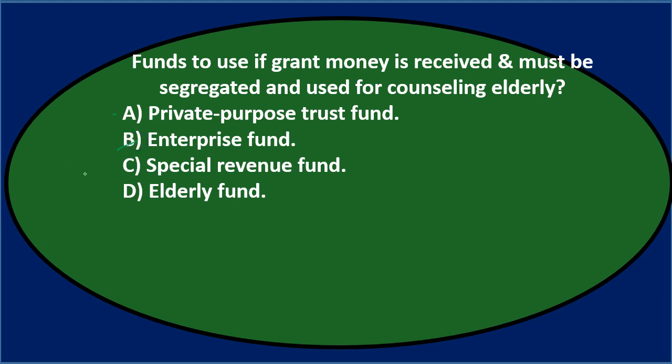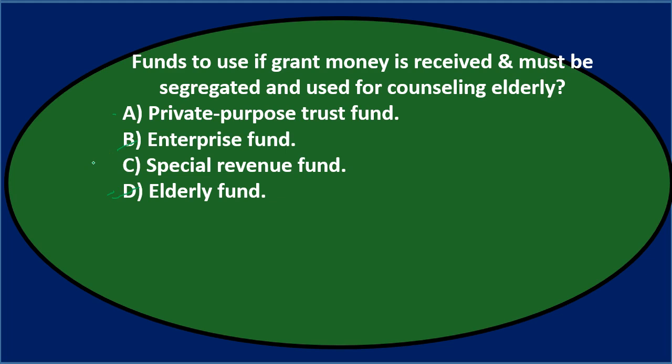C says special revenue fund. And so possibly, if we have a special thing here. And then D says elderly fund, and that sounds somewhat reasonable. I'll keep it for now because that's what the purpose is. So let's go through it again. Either A, private purpose trust fund, C, special revenue fund, or D, elderly fund. Now, I don't think D is an actual fund typically, so I don't think that's going to be it. Private purpose trust fund or the special revenue fund.